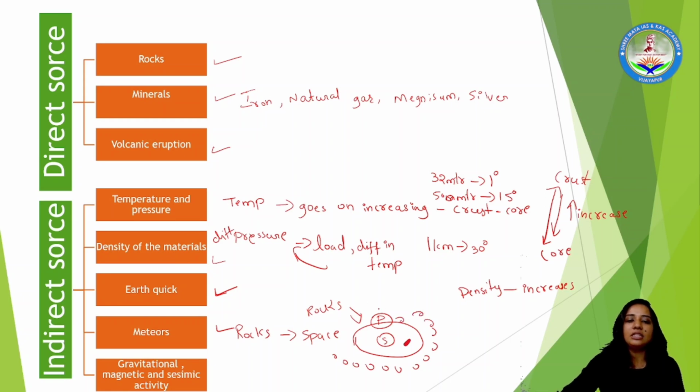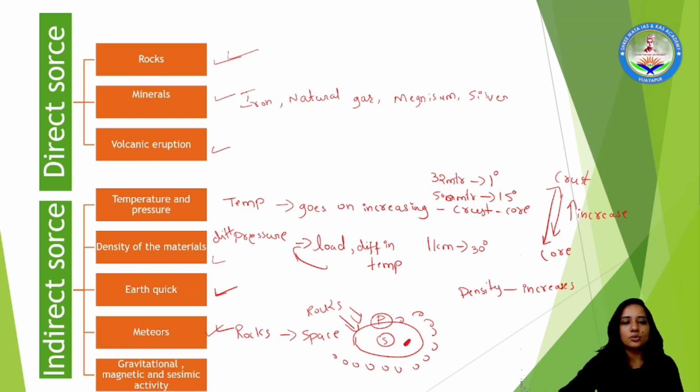And sometimes these meteors fall on the surface of the earth. Whenever a meteor falls, geologists take these meteors and study them intensively, and by analyzing them they got to know that the rocks present in the interior part of the earth have similarities with the meteors too. This is also one of the indirect sources we are getting to know.